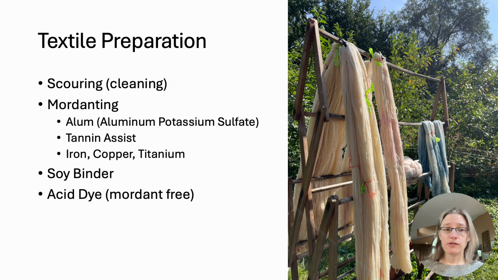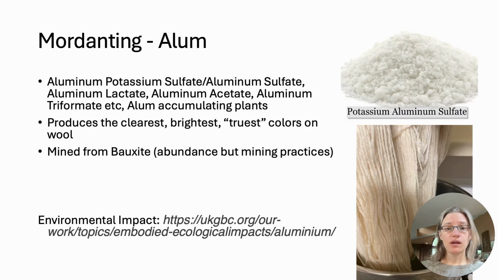Other ways we can prepare the fiber is going to be soy, and then there's a mordant-free way that we can use natural dyes, which is more of an acid dyeing process. Alum is going to be the most common mordant. That is what most natural dyers are using. It produces a really bright color, and it is fairly non-toxic.